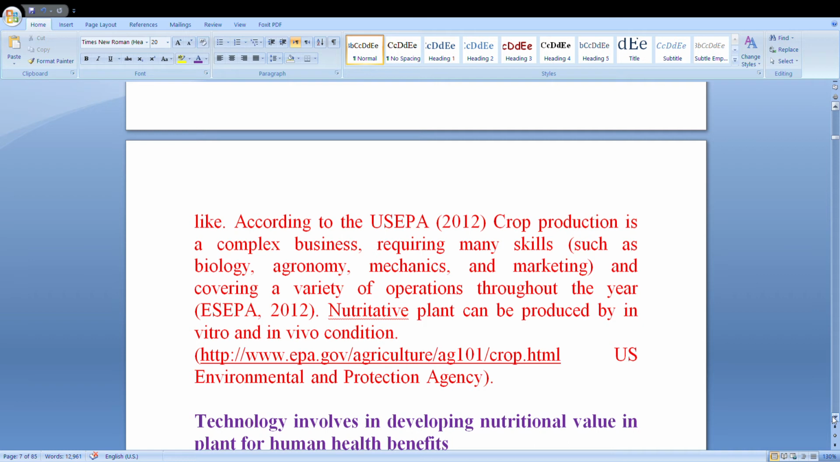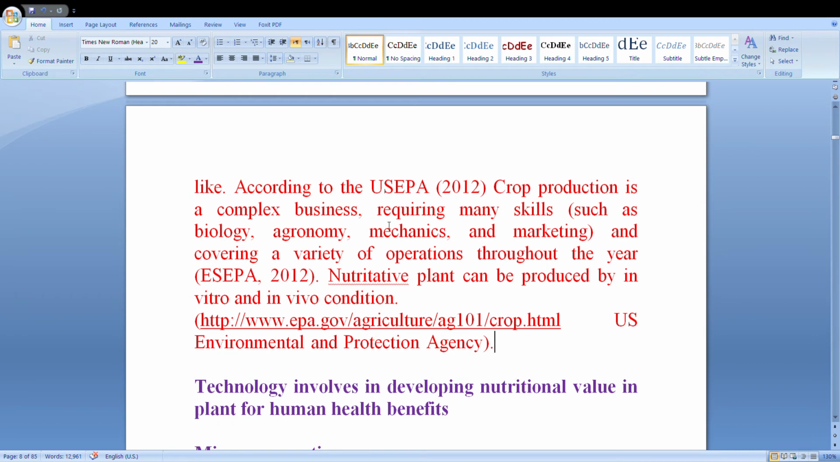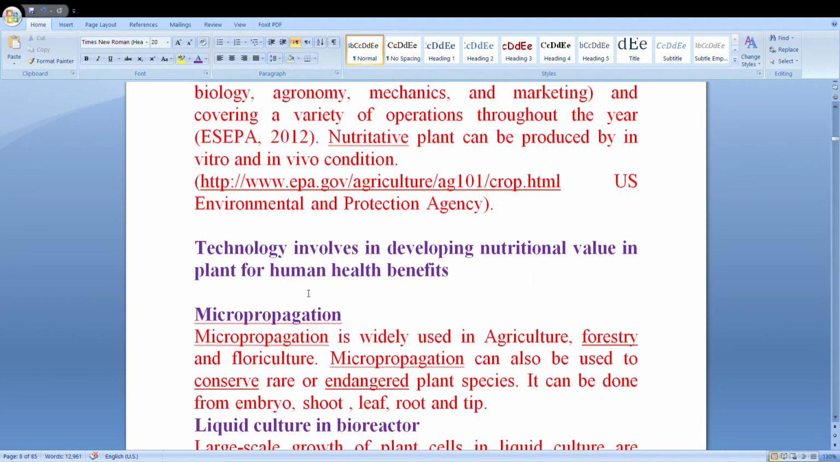Nutritive plants can be produced under in vitro and in vivo conditions. According to the US Environmental Protection Agency, called US EPA, technology is involved in developing nutritional value in plants for human health benefits. Different types of technologies can be used to develop nutritional value in plants for human health benefits.